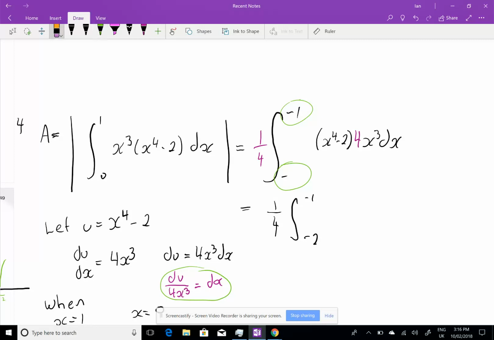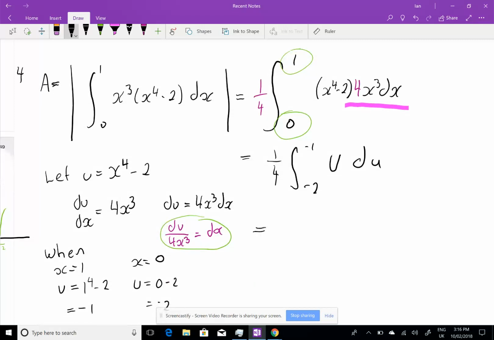Let's not have that. I shouldn't change parameters until I change the integration with u in there. So now I've got that. Now I can go, well, that's going to be u, and 4x cubed dx, well, that's du. So u du, and now my parameters make sense. So it equals, forgot my absolute values. I would have realised that when I got to the end, a quarter.